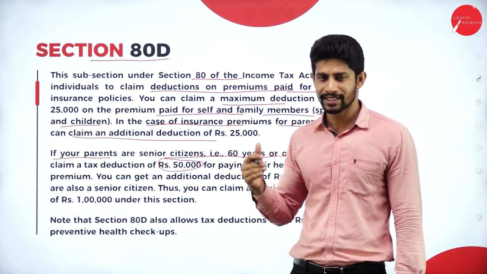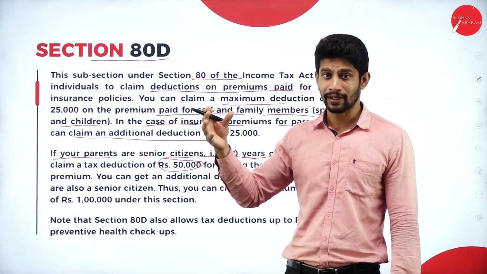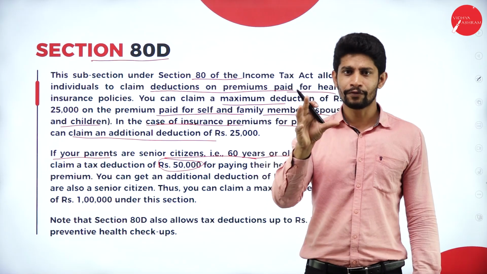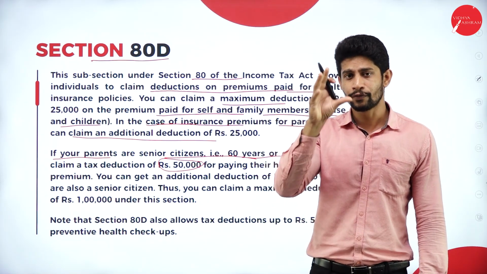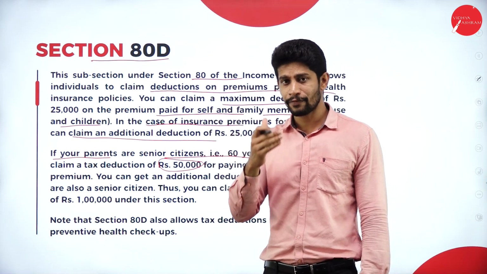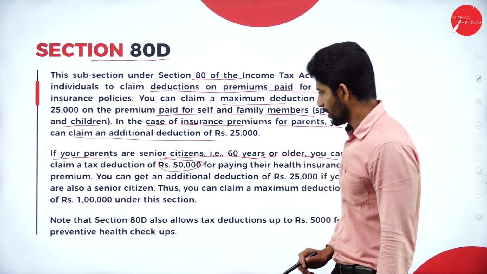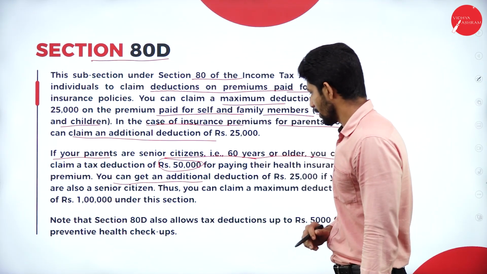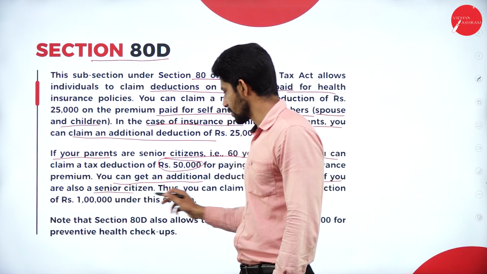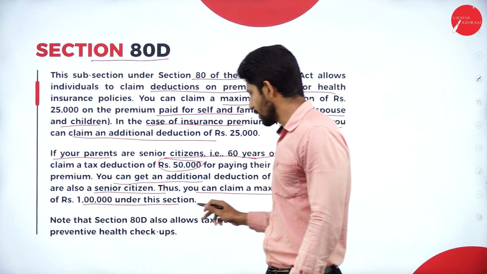If your parents' age is less than 60, it is 25,000 for them and 25,000 for your family, so 50,000. If their age is more than 60 years, you can claim 50,000. So 50,000 plus 25,000 is how much? 75,000. Up to 75,000 you can claim as health insurance under section 80D. It further says you can get an additional deduction of rupees 25,000 if you are also a senior citizen. Thus, you can claim the maximum deduction of rupees 1 lakh under this section.